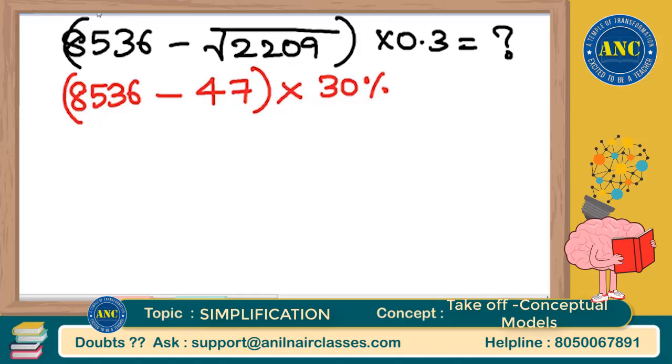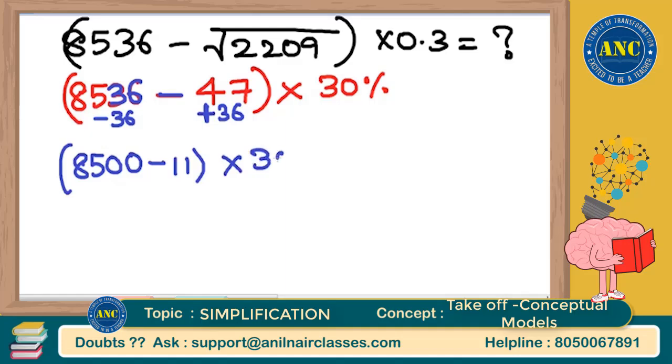Now what I will do is, 8536, I want to make it a fancy number. I will subtract 36, and I will add 36 for the other part. Both are the same. It becomes 8500, which is a fancy number, minus 47 plus 36, which is 11. This is how I want you to think. As simple as that. 30% of 8500.